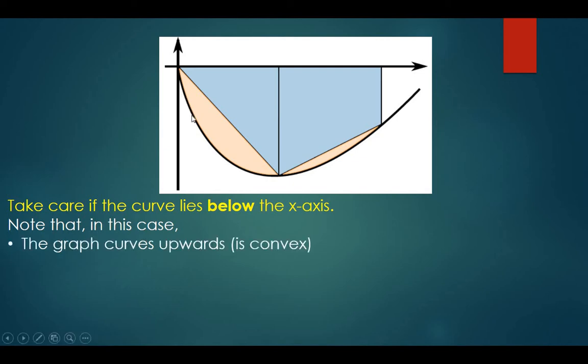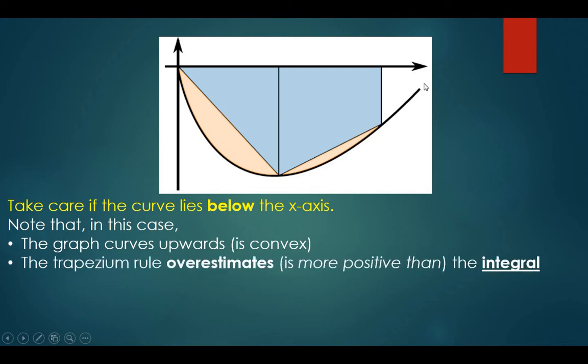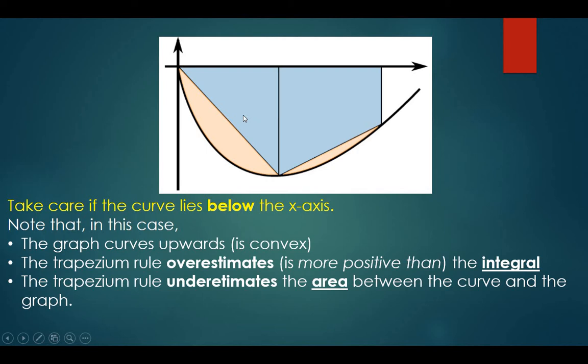So, we can see that this curves upwards, it's convex, which would suggest to us, normally, that we get an overestimate. Now, we do get an overestimate because the sum of our trapezia is more positive than the integral, but the thing we tend to look at, and is most commonly asked in a question, is whether we're over or underestimating the area between the curve and the graph. And here we can see that the blue trapezium area is much smaller than the pink curved integral area. So we've definitely got an underestimate.